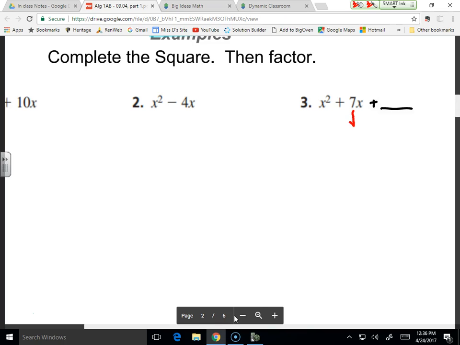We still follow the system. We still take the 7. We still multiply it by a half. It has to be a fraction. Now, 3.5 is really hard to square in your head.